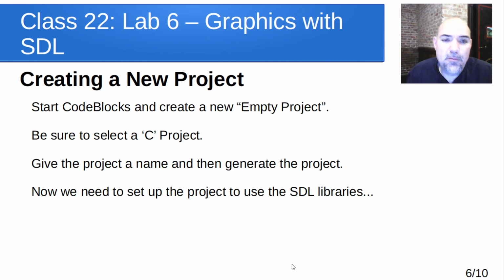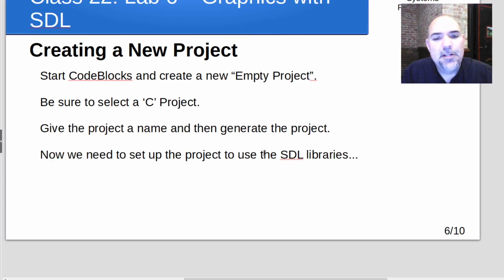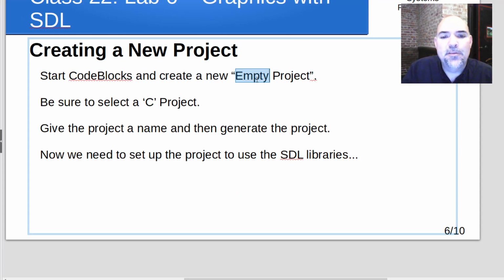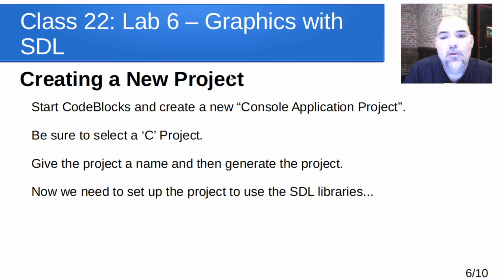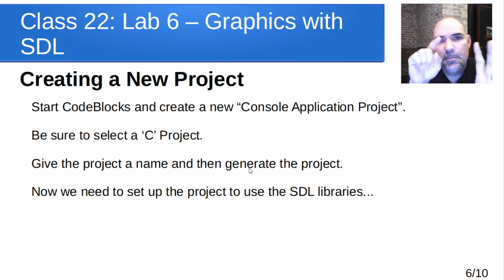So start CodeBlocks, create, and rather than an empty project, to make this a little easier, I would just say create a new console application. That way you'll get the kind of hello world thing already created for you. Then make sure to select that as a C project, give the project a name. You could call this one Lab 6 or whatever you want to call it, and then generate the project.